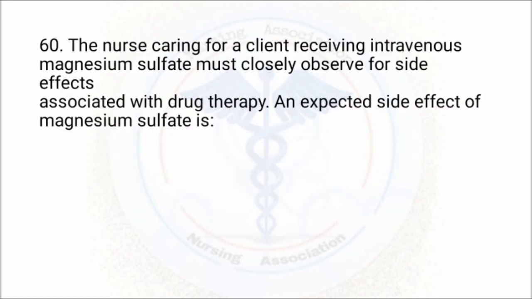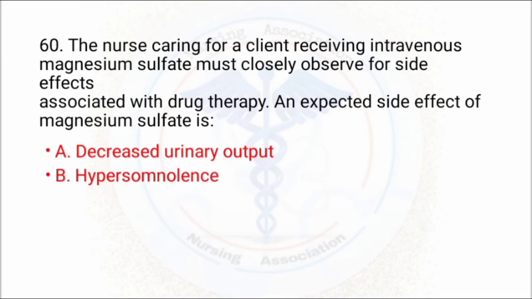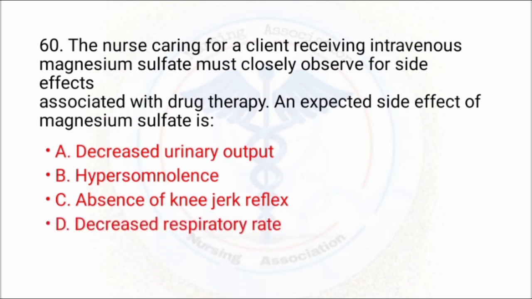Further moving to the 60th question, the nurse caring for a client receiving intravenous magnesium sulfate must closely observe for side effects associated with drug therapy. An expected side effect of magnesium sulfate is? So let's see the options. Option A, decreased urinary output. Option B, hypersomnolence. Option C, absence of knee jerk reflex. Option D, decreased respiratory rate. So the correct option is option B, hypersomnolence.